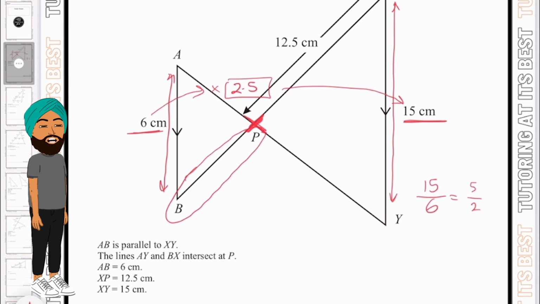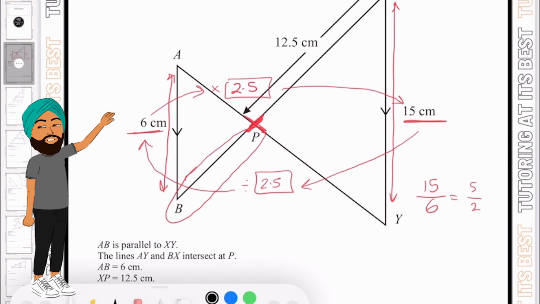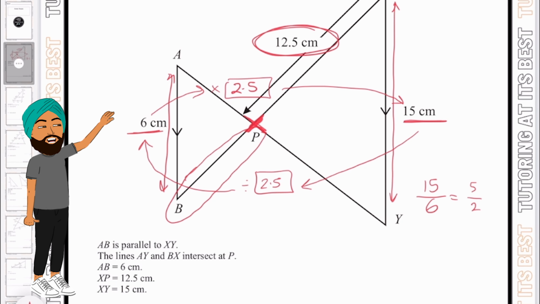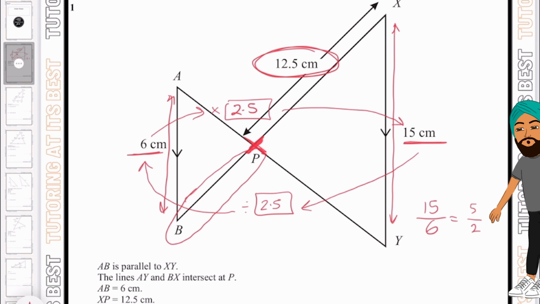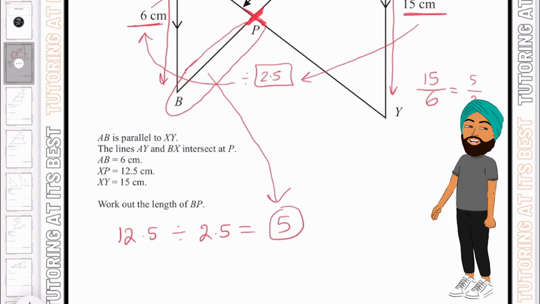However, if we're going from the larger triangle to the smaller triangle, we need to divide by 2.5. Now we can simply work out BP by finding the same position here, which is 12.5, and we divide this by 2.5 because we're going from the larger triangle to the much smaller triangle in order to get BP. So 12.5 divided by 2.5 gives us 5. So we now know that B to P is 5 centimeters.